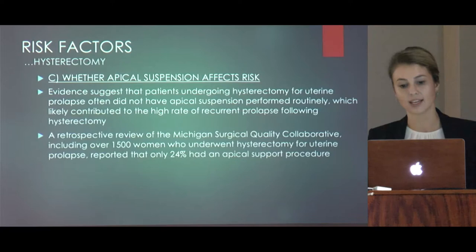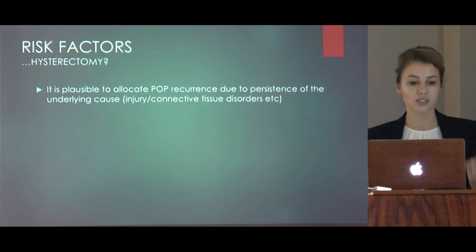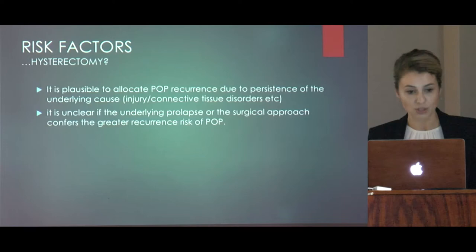Subsequently, the National Quality Forum selected vaginal apical suspension at the time of hysterectomy to address pelvic organ prolapse as a prolapse quality indicator for all U.S. hospitals since 2015. So it is plausible to attribute prolapse recurrence to the persistence of the obvious underlying cause, like previous injury or connective tissue disorders. But it is unclear if the underlying prolapse or the surgical approach confers the greater recurrence risk of the prolapse.